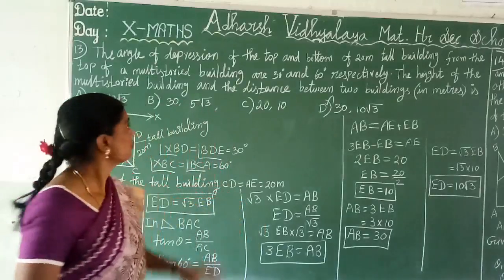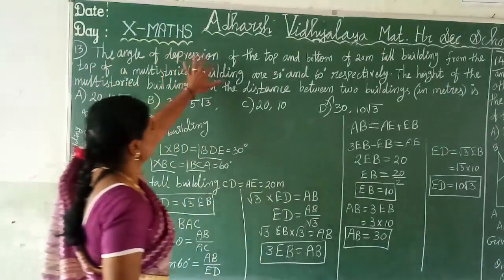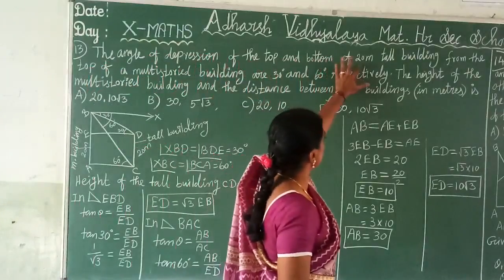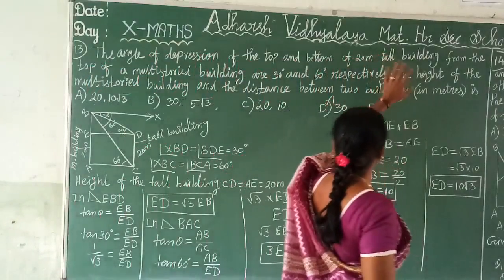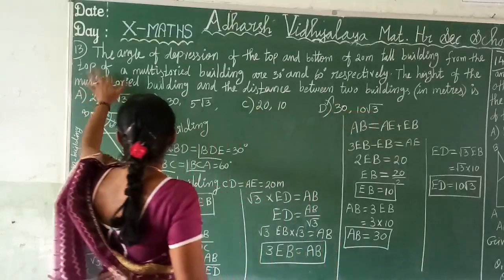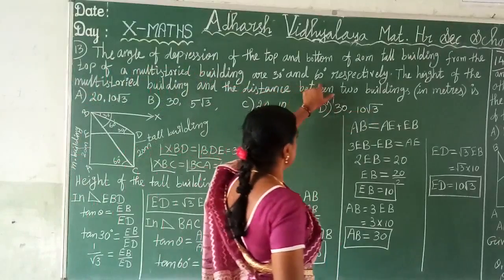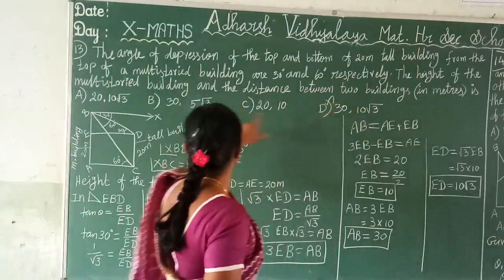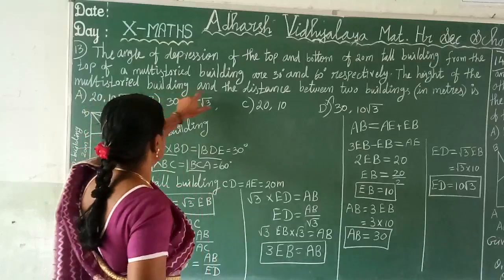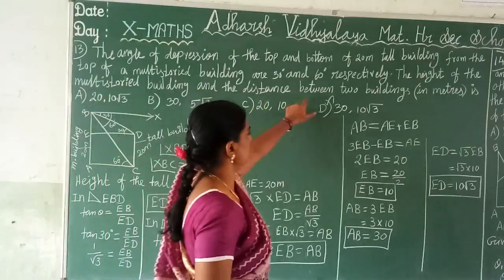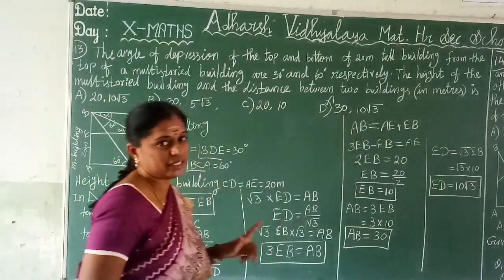13th sum. The angle of depression of the top and bottom of 20 meter tall building from the top of a multi-story building are 30 degree and 60 degree respectively. The height of the multi-story building and the distance between two buildings in meter is.